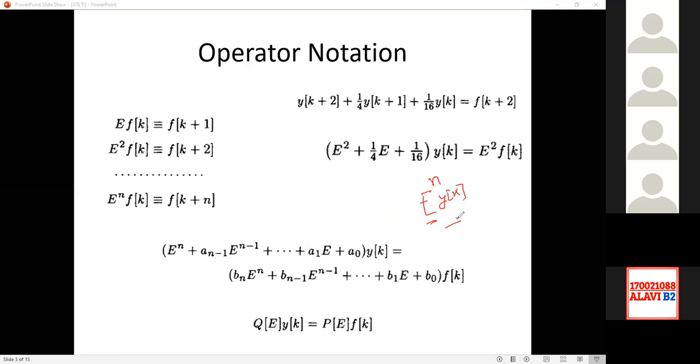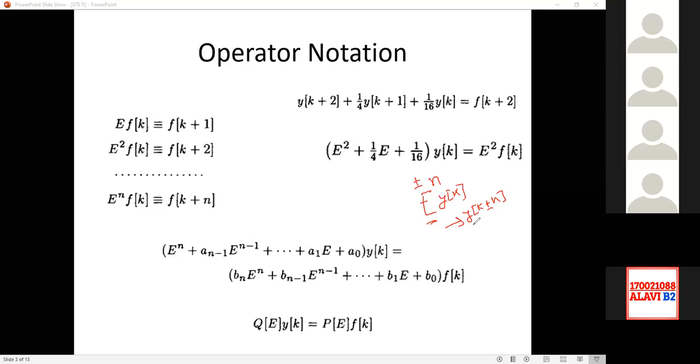It will result in an advance of your output in this way, k plus n. And if it is plus or minus, it will be plus and minus. So your minus will be represented by a minus exponent, and plus will be represented by a plus exponent.